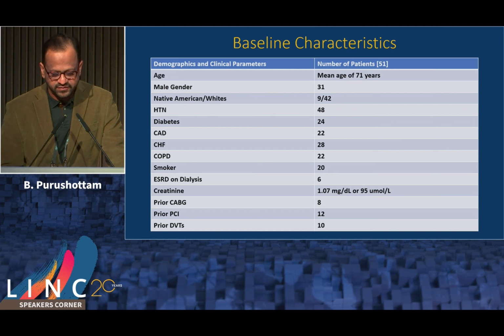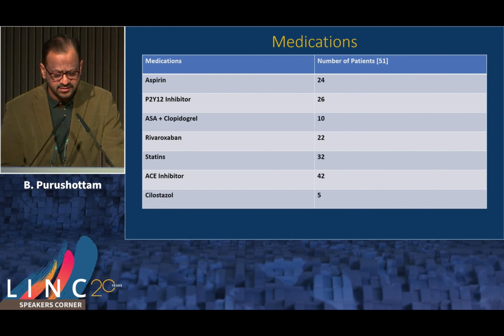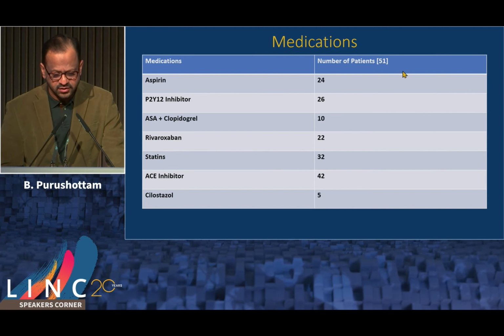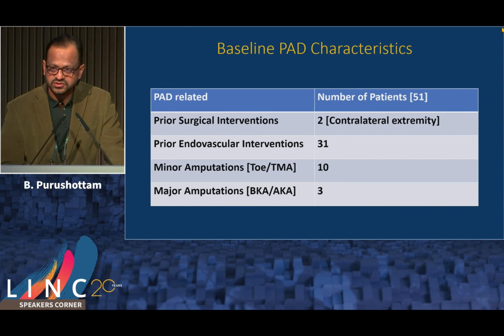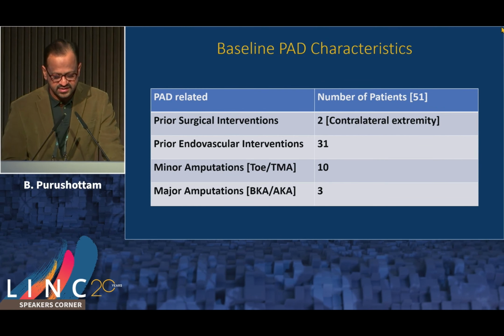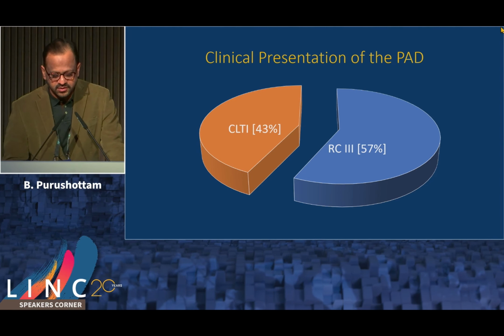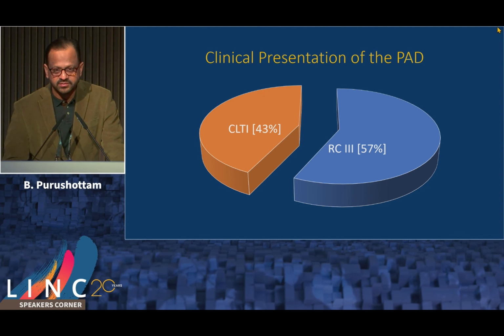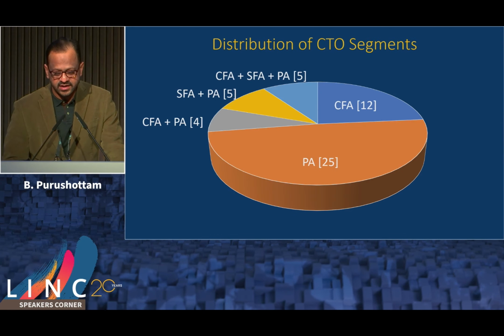These are my demographics, as expected for a sick patient population in that part of the US. These are the medications, and out of the 51, only 32 were on statins, due to intolerance and other issues. These were their prior interventions, again underlining the fact that this is a sick population. Close to 50%, 43, were CLTI patients with a combination of ischemic rest pain and non-healing wounds. Most were electively seen in the clinic and then brought to the hospital.